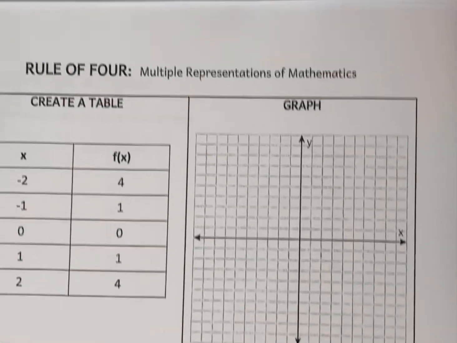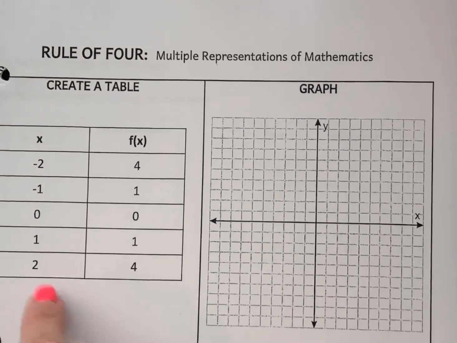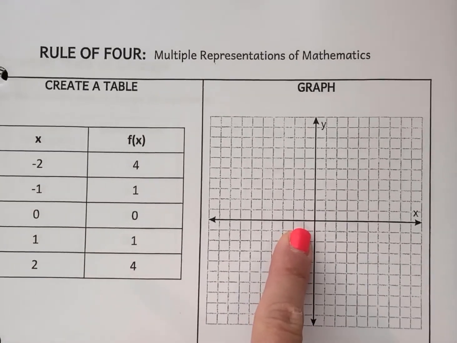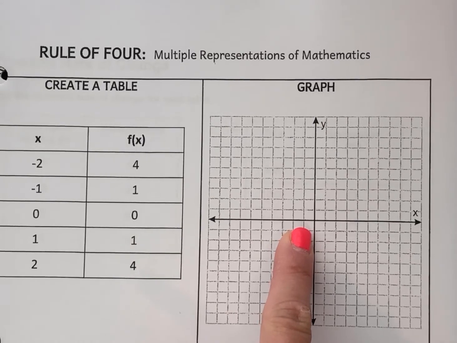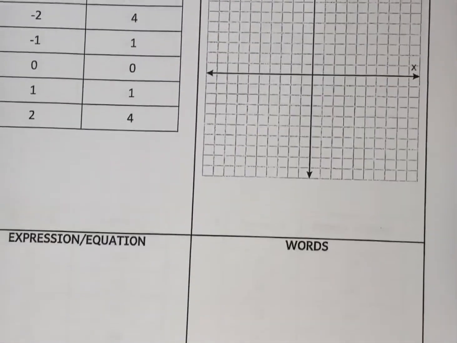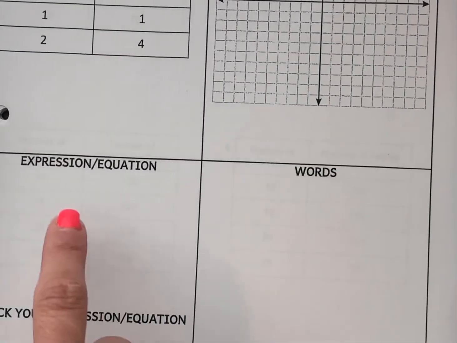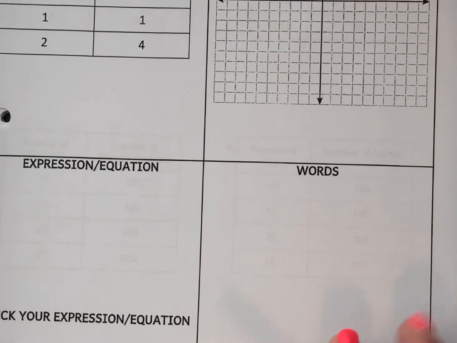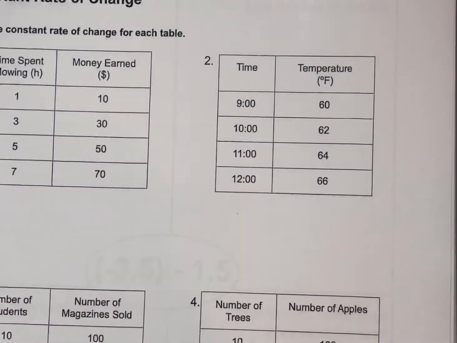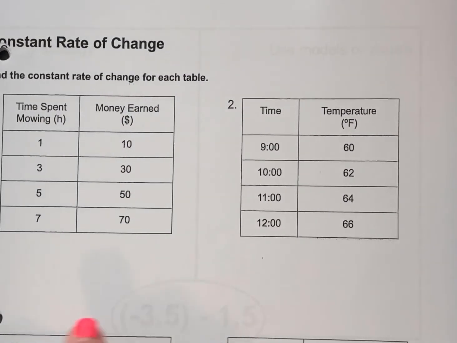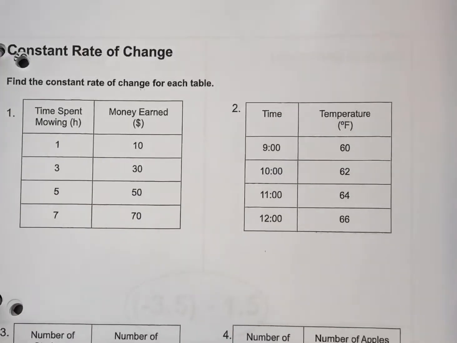Here's another multiple representations problem. They're giving you the table, graph, and your points here. Connect your plot points. Does it make a straight line? Does it go through the origin? If so, then you should be able to write an expression and then explain it in words, your constant rate of change. For this one, find the constant for each table.